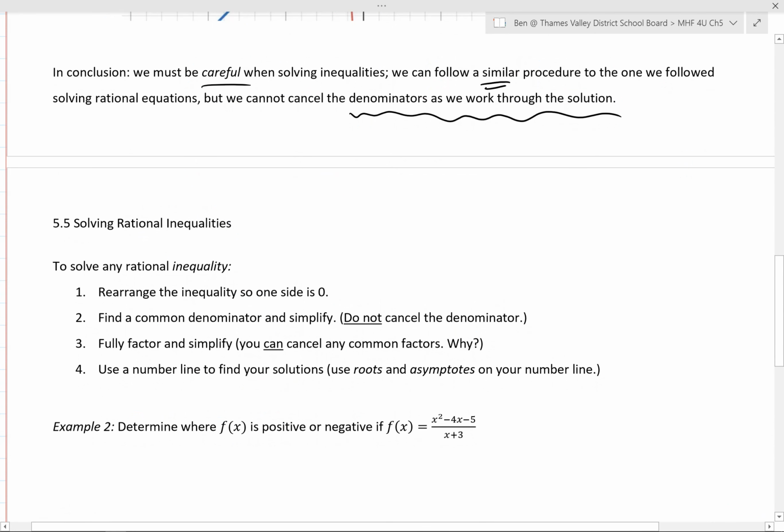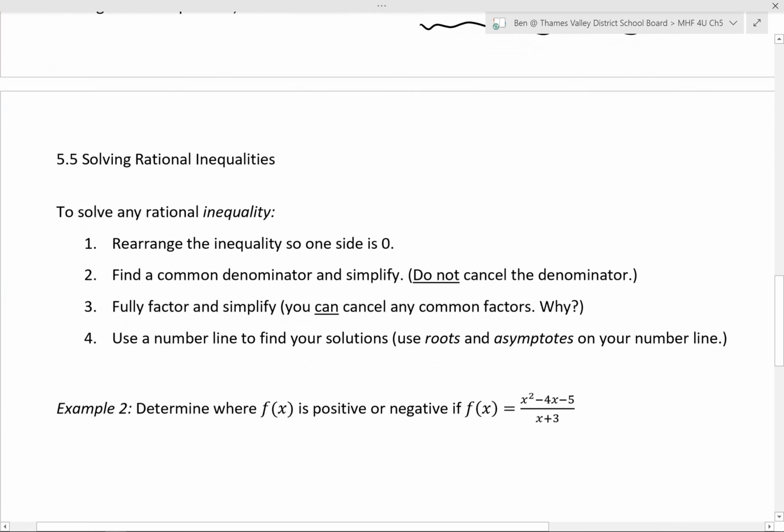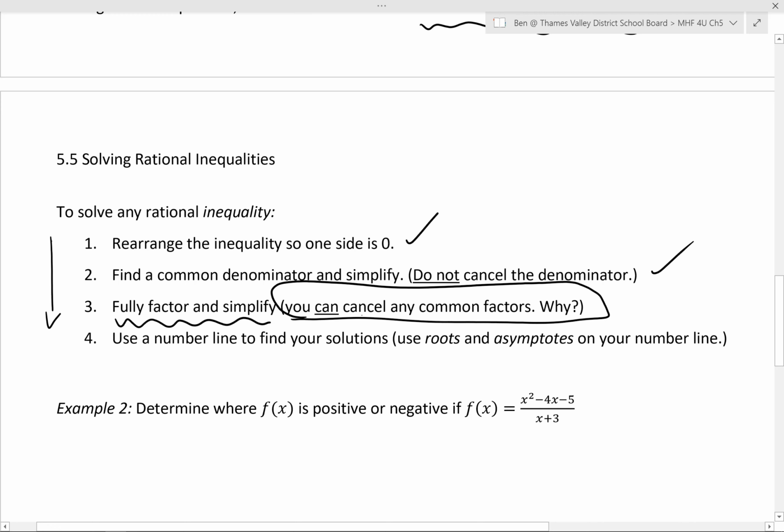So let's look at an adjusted procedure, because we had our procedure in section 5.4. We'll adjust it here. First, we rearrange the inequality so that one side is 0. Okay, and then we want to find a common denominator and simplify. Once we find a common denominator, we are not allowed to cancel the common denominator. Then we want to fully factor and simplify. We've been doing that for a long time. I want you to think about this after we work our way through. You can come back here and try and think to yourself, okay, why are we allowed to cancel common factors?